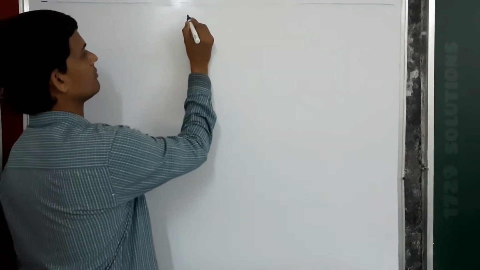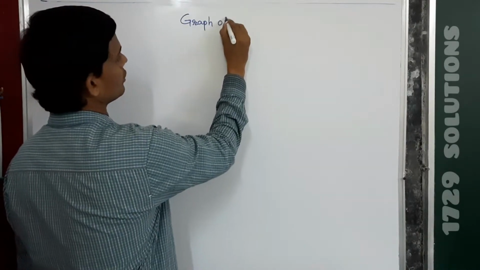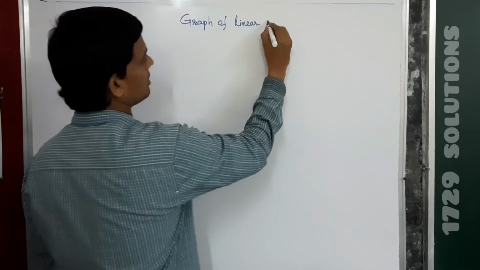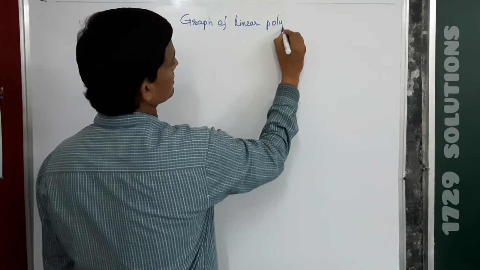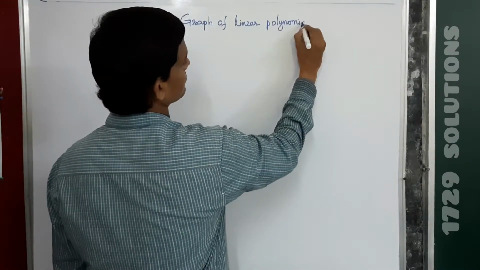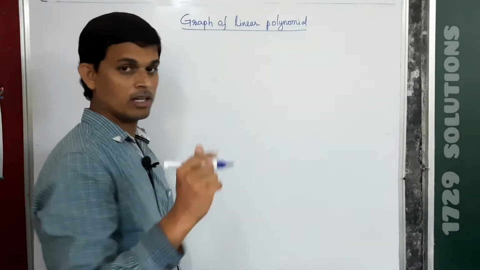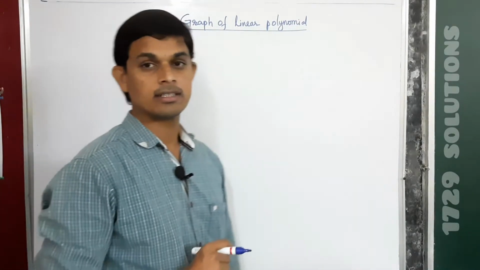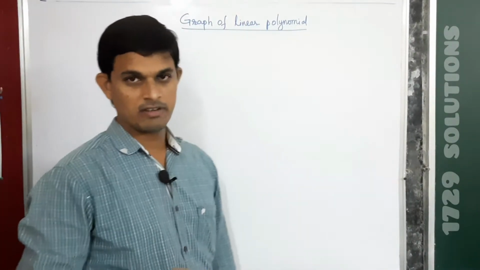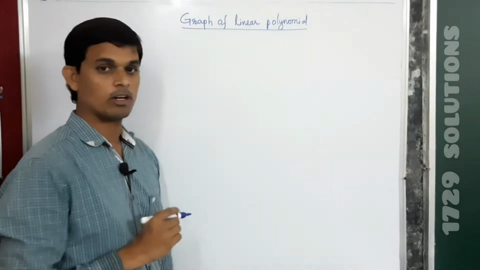The graph of linear polynomial. You know very well about the linear polynomial. The degree of a linear polynomial is 1, in one variable. I also explained the graph of a linear polynomial in two variables, ax plus by plus c is equal to 0. Now I am explaining the graph of a linear polynomial in one variable.